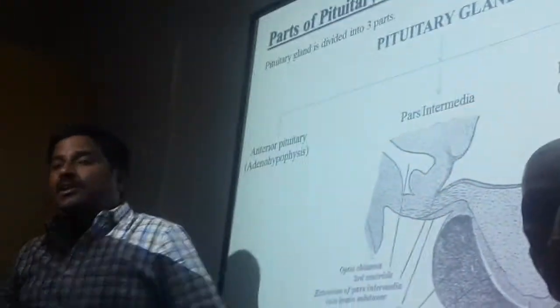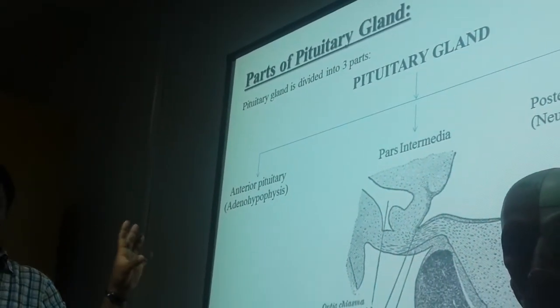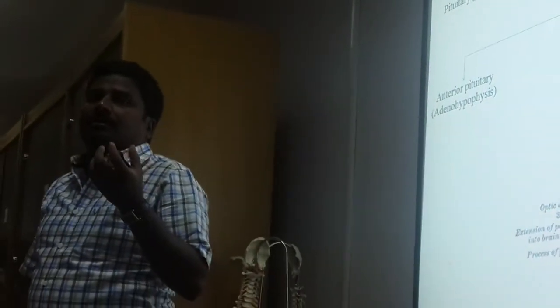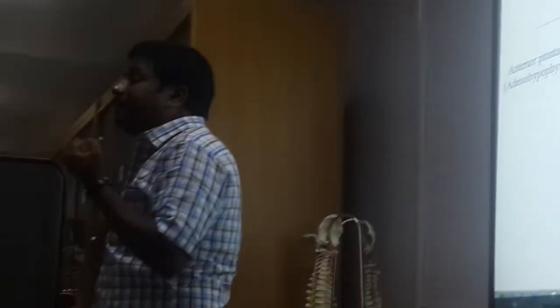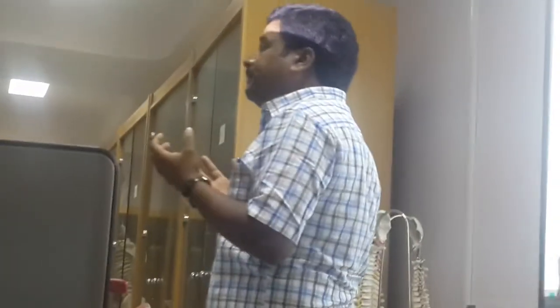What we call the anterior pituitary is also called the adenohypophysis. Try to remember this word. What is the other name for the pituitary gland? Hypophysis cerebri, we call it. In exams, they may not ask you as pituitary gland, they may say hypophysis cerebri. So you should not get confused: what is hypophysis cerebri? It is the pituitary gland.